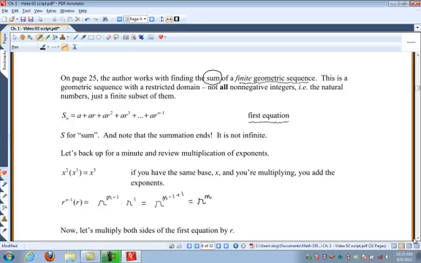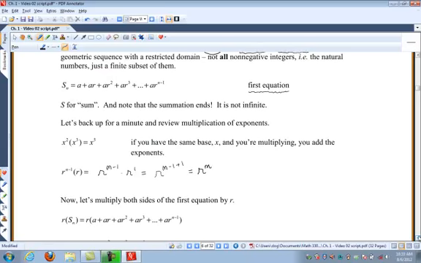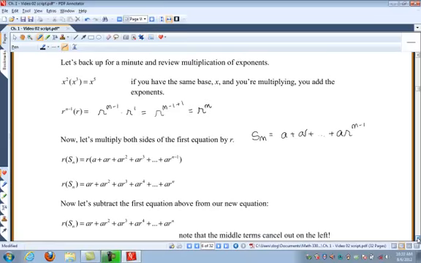Now, we're going to use that fact. I'm going to take my first equation, S sub n equals a plus ar dot dot dot plus ar to the n minus 1, and I'm going to multiply both sides by r. So here I've got it written out, r times S sub n, and r times all the added terms up to n minus 1. And the next thing I'm going to do is distribute the r.